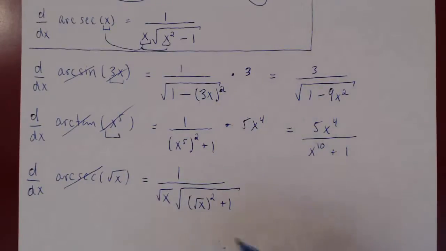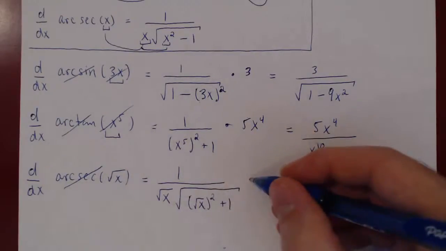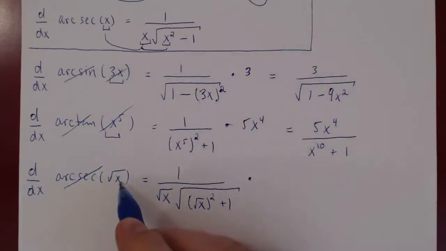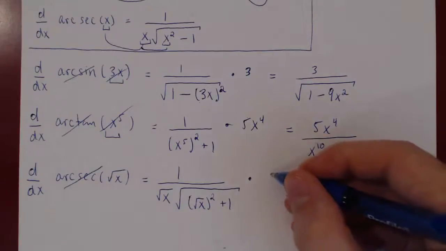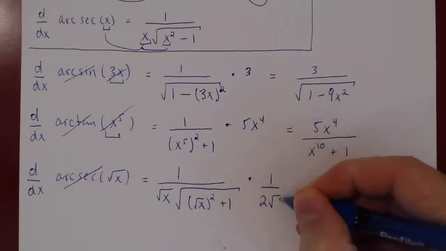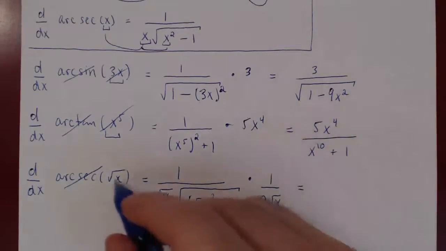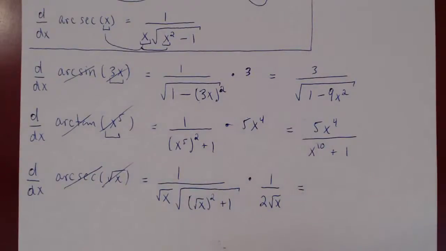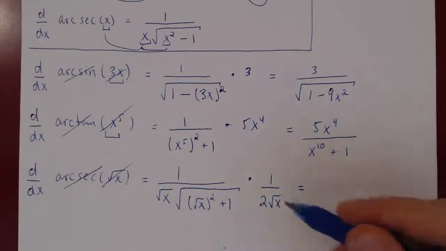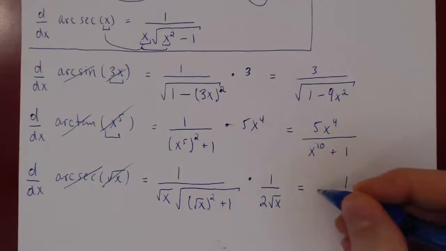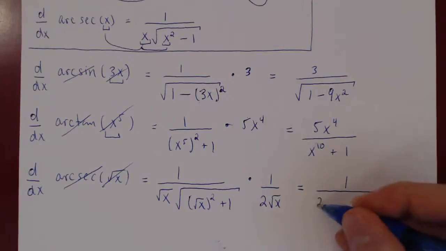But that's just the derivative of arcsecant. There's a root of x left over, so times the derivative of root of x, and this is, as you know, 1 over 2 root of x. Now there's nothing left over. We're done with the differentiation. We can simplify. We have a single 1 on the numerator over 2.